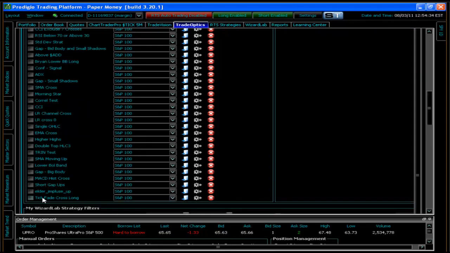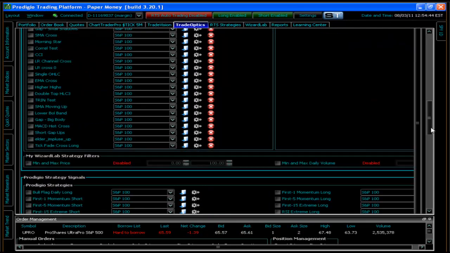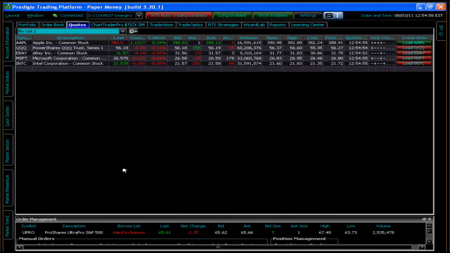Okay, so I had saved my two rules, tick fade cross long and tick fade cross short. Right? Well, what I want to do here is I actually want to deploy these on very specific symbol lists. So here's how you make a symbol list. You see how down here I can pick what list of symbols that I want to deploy it against? Let's make one of those lists.